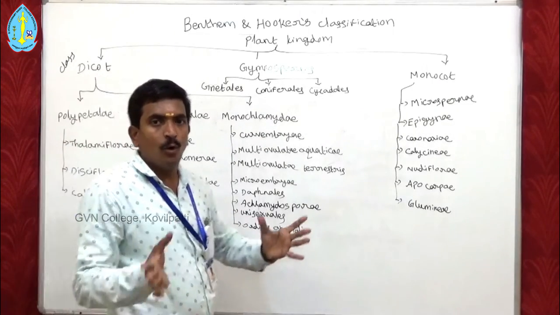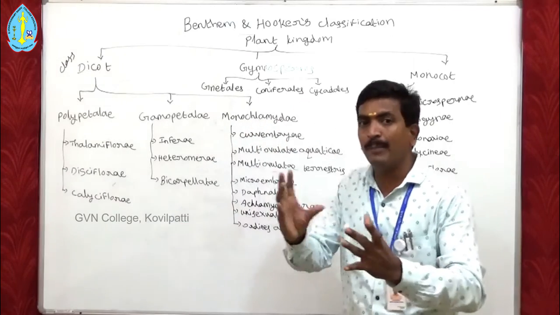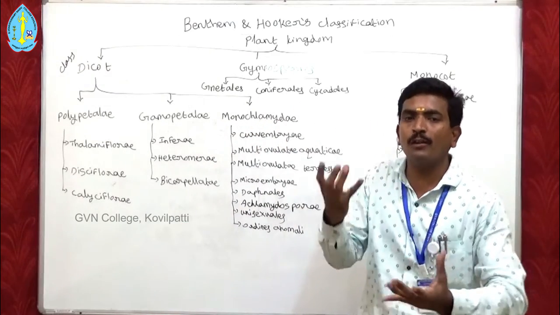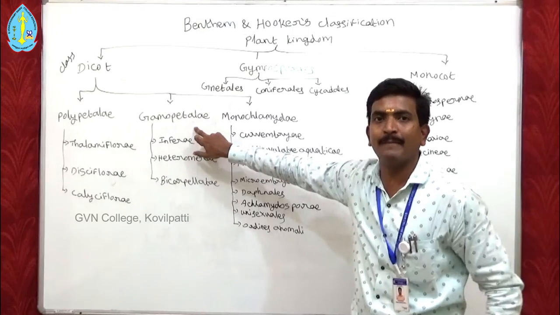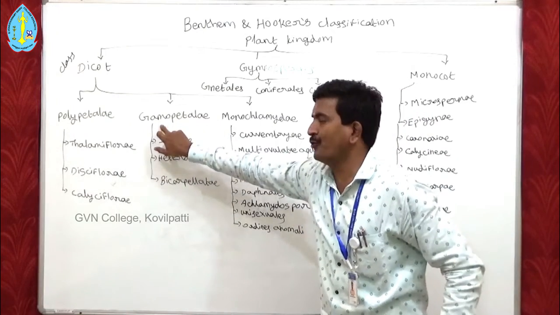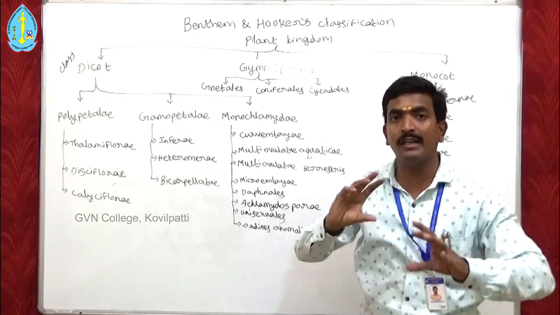Then, in the next group, the petals are fused. If petals are fused, you put the fused-petal plants into gamopetalae. Gamo means fused, and petals means the corolla.